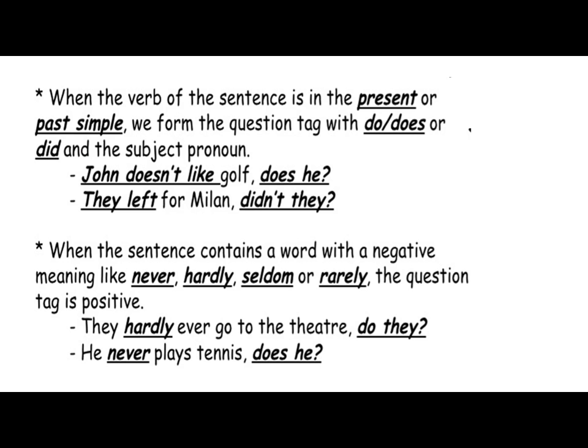When the verb of the sentence is the present or past simple, we form the question tag with do, does or did and the subject pronoun. John doesn't like girls, does he? They left for Milan, didn't they? When the sentence contains a word with a negative meaning like never, hardly, seldom or rarely, the question tag is positive. They hardly ever go to the theatre, do they? He never plays tennis, does he?